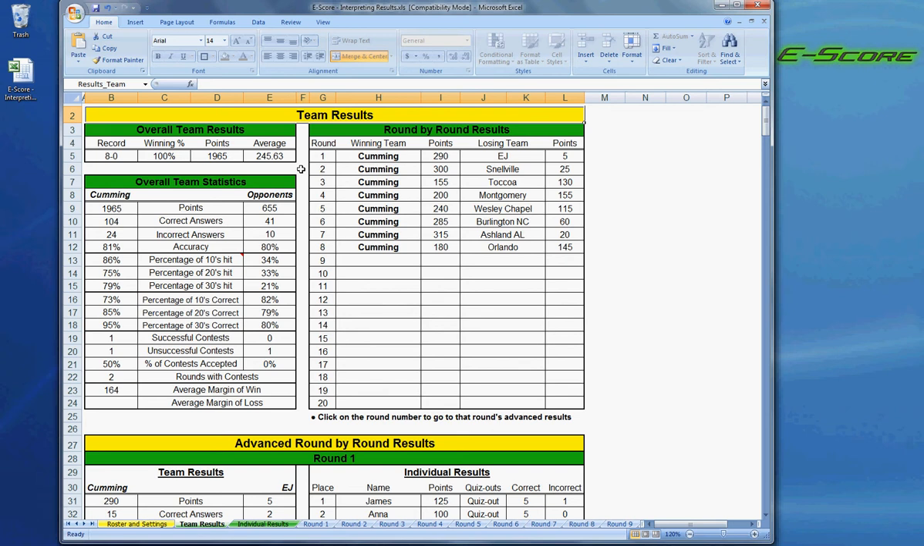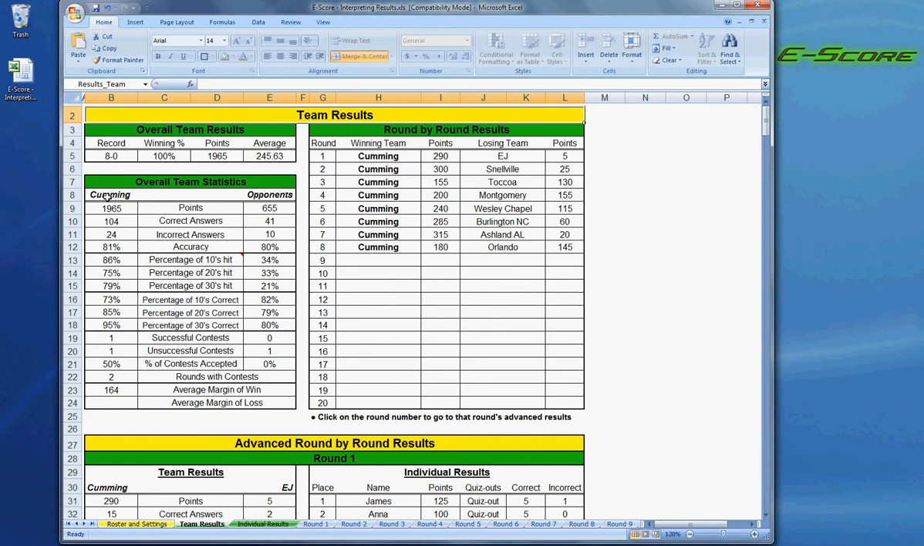This is taken from my team's regionals last year. So this is the overall team results. We're on the team results page. There are team results and individual results. We'll start with teams. The overall team results are the general stuff that the statistician often gives: the team's very general record, winning percentage, points, and average. Pretty basic, but I have obviously broken it down.